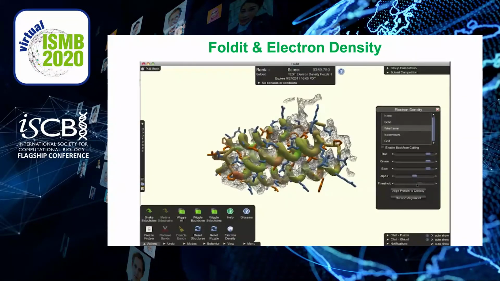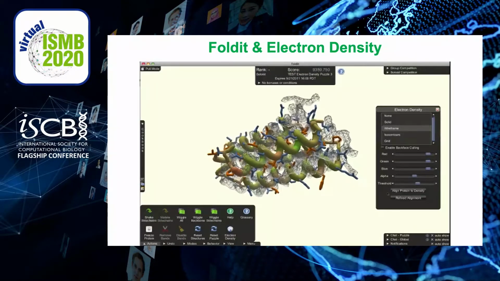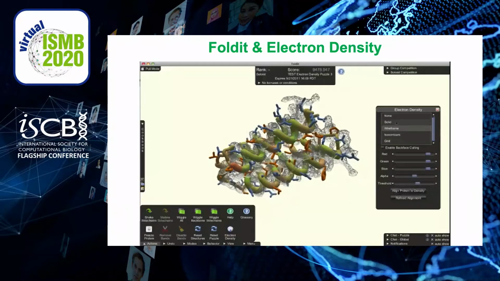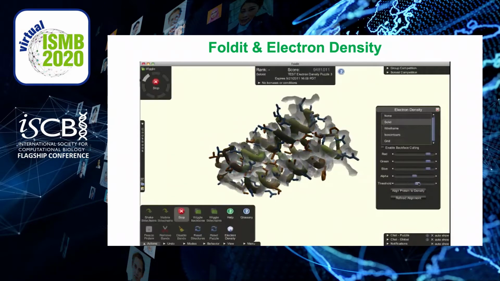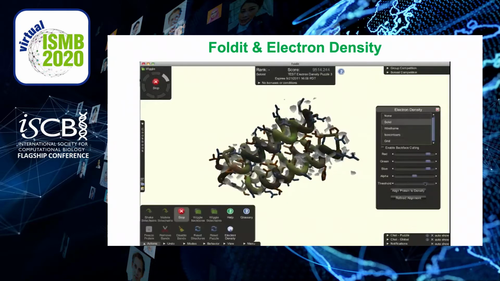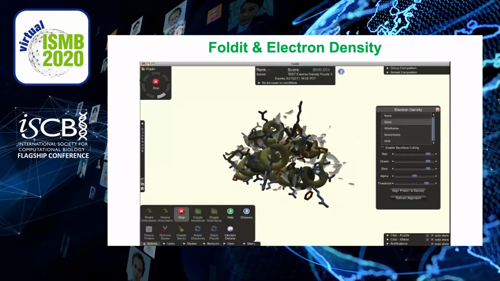We implemented electron density visualization into the Foldit interface, which you can see here, where players can manipulate their protein to fit the electron density cloud. And they can modify the visualizations for that cloud as well.